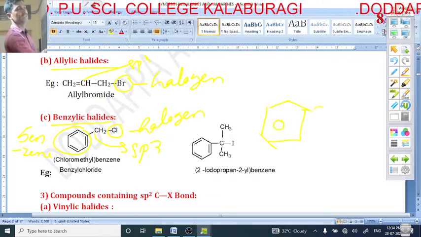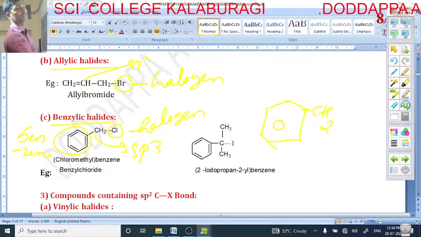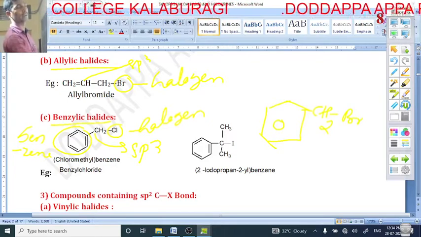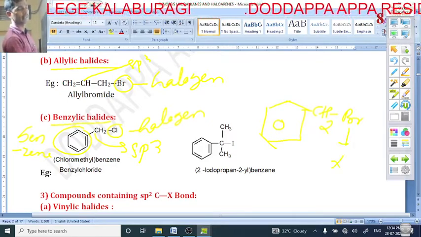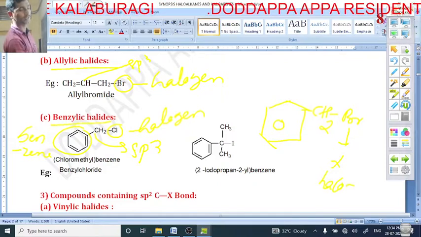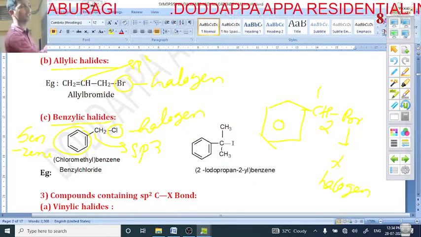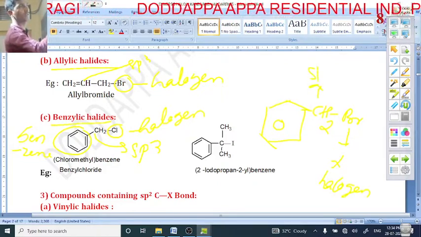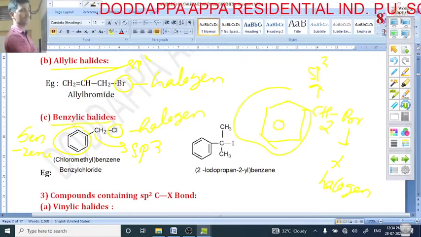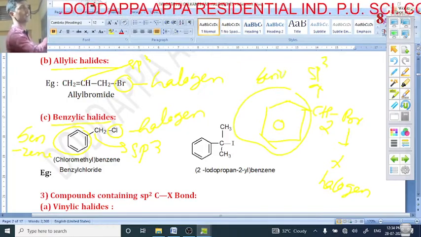Benzylic halide means, for example, if you take benzene, to this add an sp3 carbon. Sorry, sp3 carbon. This is Br. Br is what? X. X means halogen. The halogen is attached to which carbon? An sp3 carbon. Next it contains what? A benzene ring.